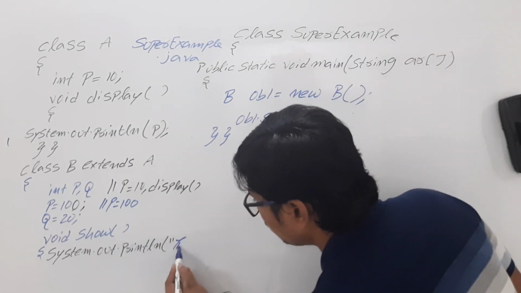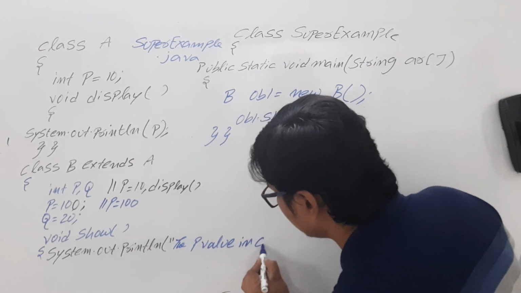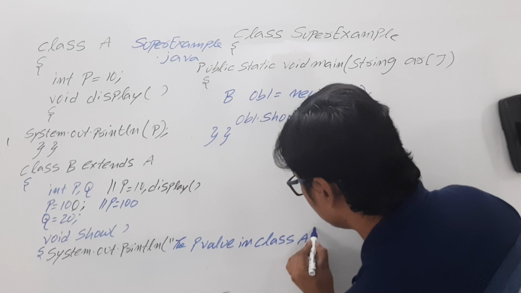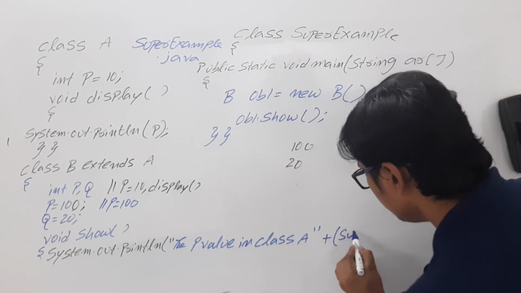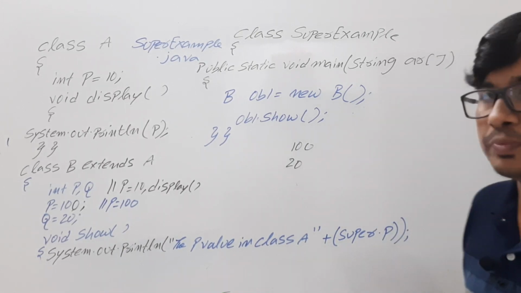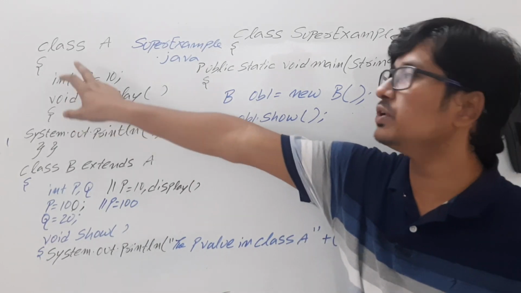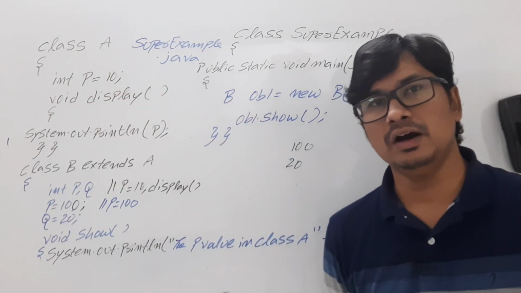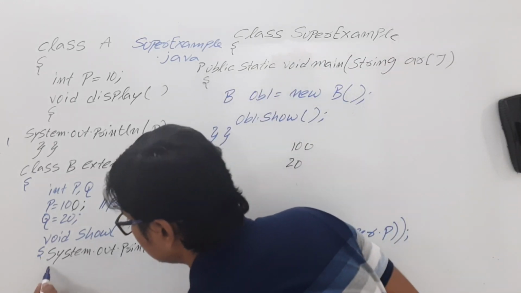System.out.println, the p value in class A. The p value in class A is what? It is super.p. So what you are doing, using the super keyword, you are accessing an instance variable from class A. Are you able to understand? Super.p.